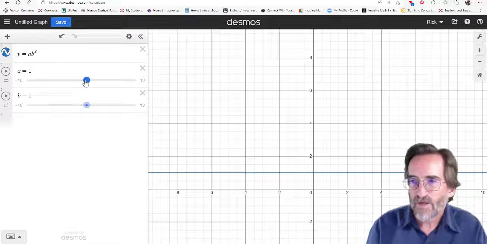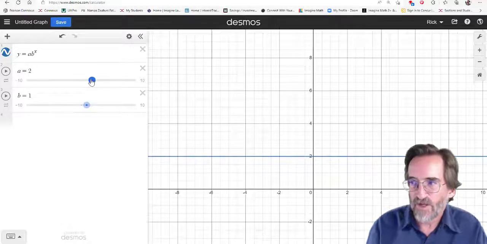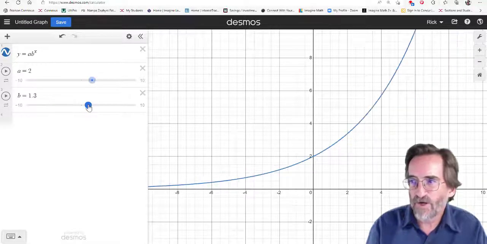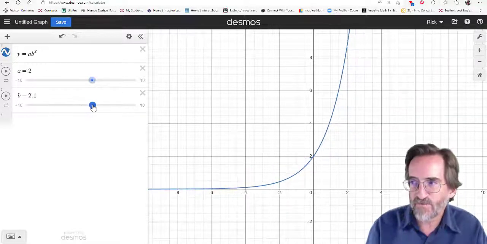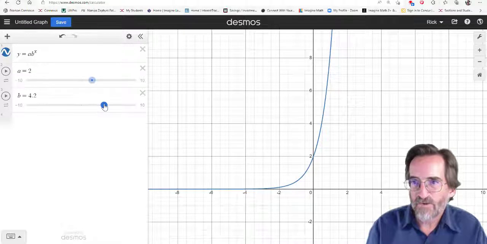Okay, so as a changes, the y-intercept changes, right? So if I want to start at 2, I change the a value to start at 2. As b goes up from 1, it gets steeper and steeper and steeper because we're changing the multiplier. Now I'm multiplying by 3 every time. Now I'm multiplying by 4 every time, so it gets steeper.